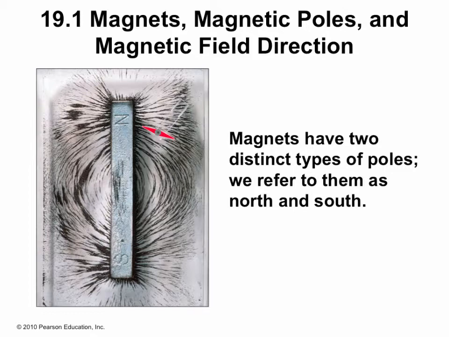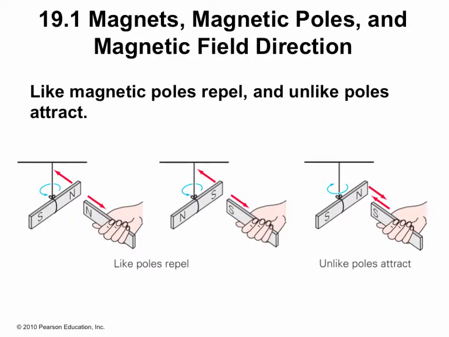But anyways, magnets have two distinct poles. There's a north and a south pole, and they usually oppose each other. Just like electricity and charges, like poles repel and unlike poles attract. You could almost think of this as being a positive charge and this being a negative charge.